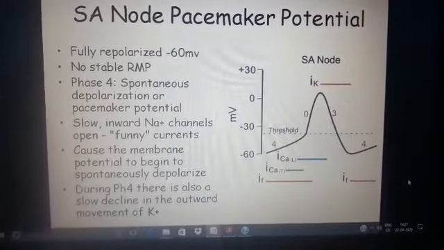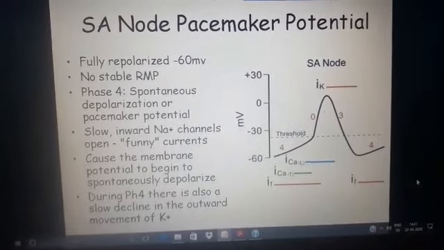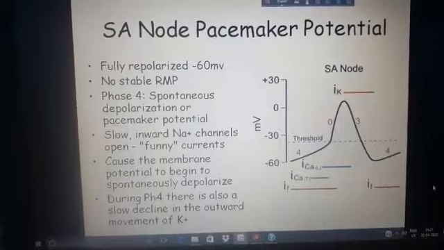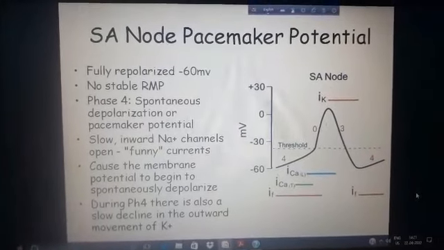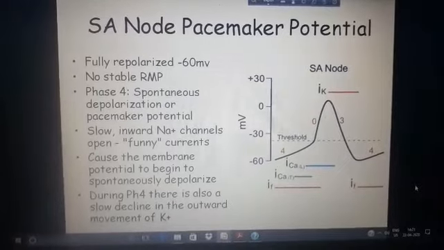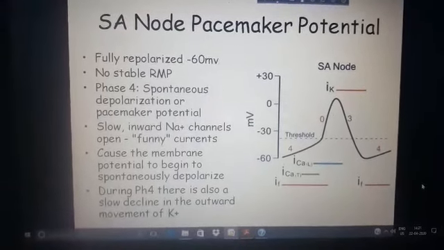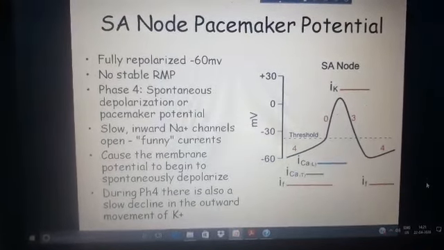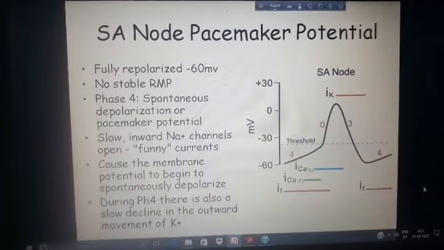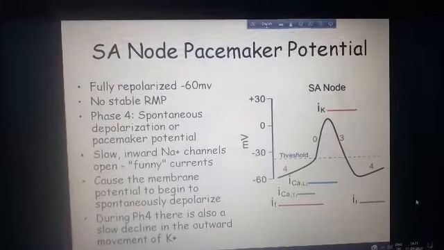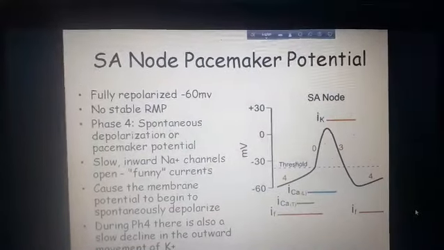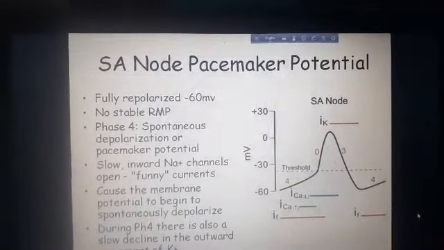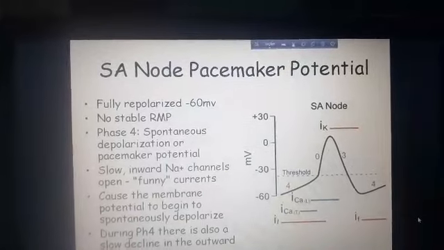There is a slow inward sodium channel which is open, called the funny current. You have read this while discussing ivabradine. Ivabradine blocks this funny channel, so it decreases the heart rate. Phase 4 helps the membrane potential reach the threshold potential from which an impulse can be generated. So phase 4 is due to sympathetic stimulation as well as calcium and sodium channels. Phase 0 is predominantly due to calcium channel entry, and phase 3 is due to closure of the calcium channel as well as opening of the potassium channel. During phase 4 there is also a slow decline in the outward movement of potassium.